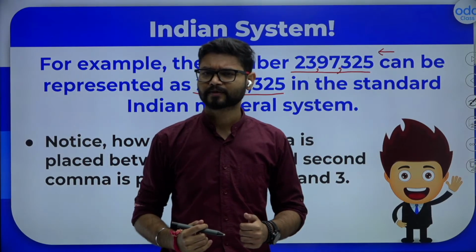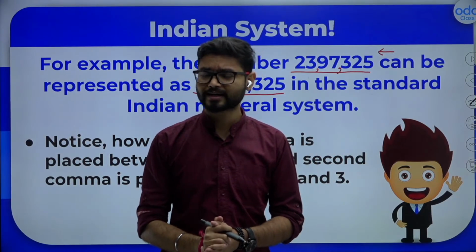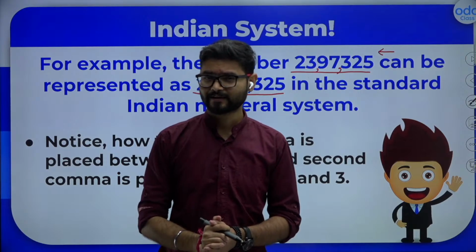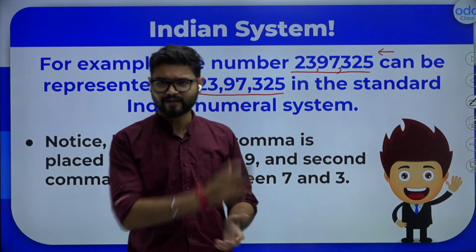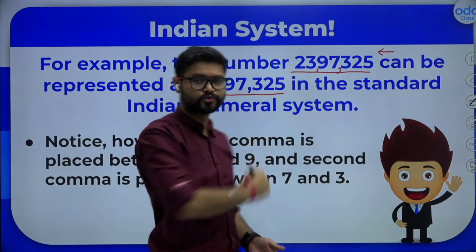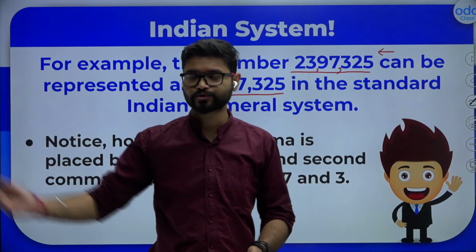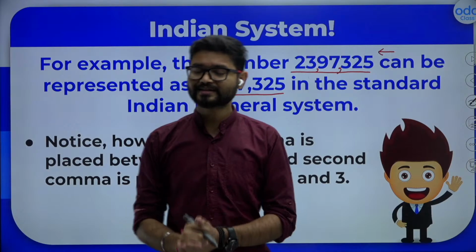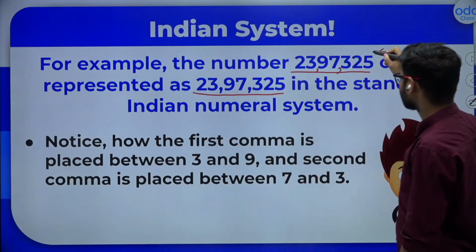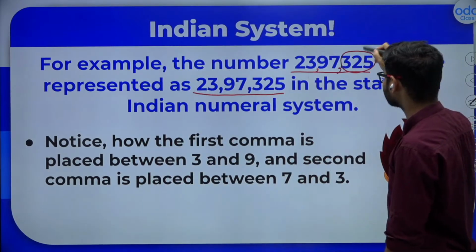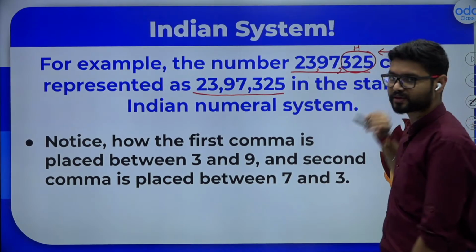Why do we do that? All of you guys know this part. Anyone knows the answer? Why can't we put a comma after two, or after three? Why this only? The reason behind this is, see, these three numbers are representing hundreds, 300 something.